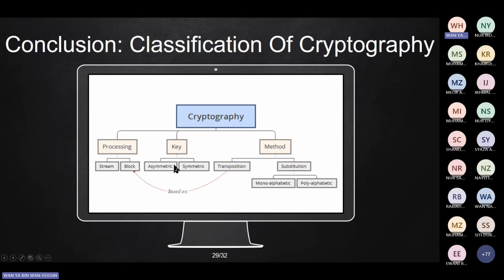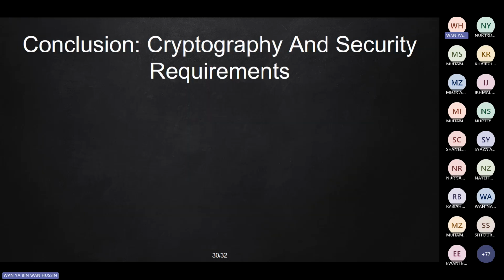Asymmetric means we use two different keys. We call them private and public keys. On symmetric cryptography, we use only one single key. All right, so that is the classification of cryptography, crypto algo.